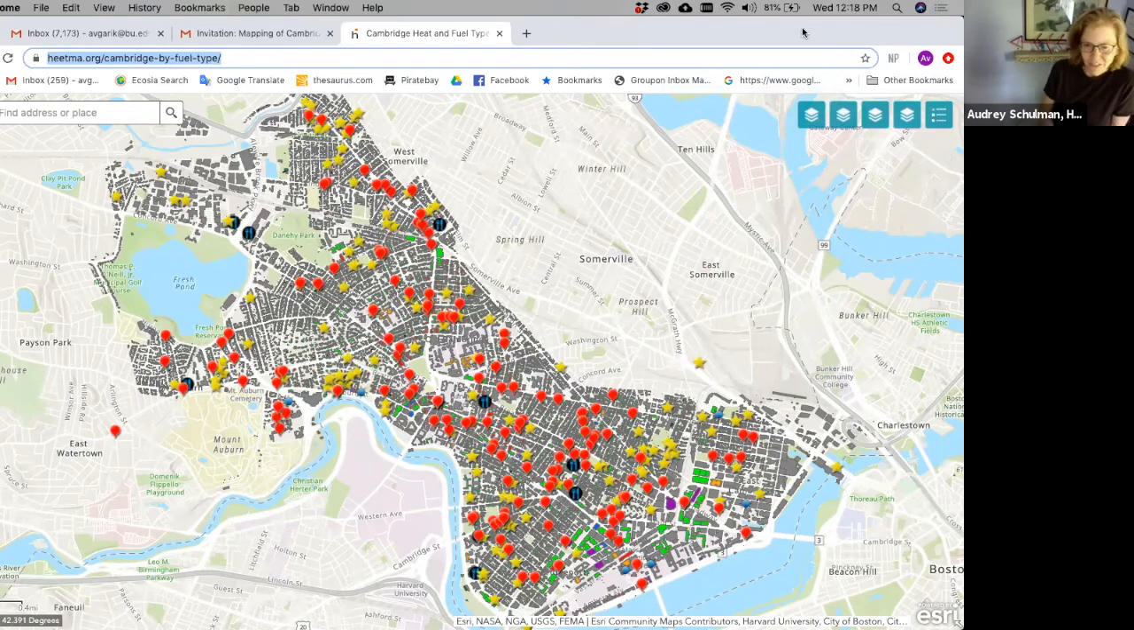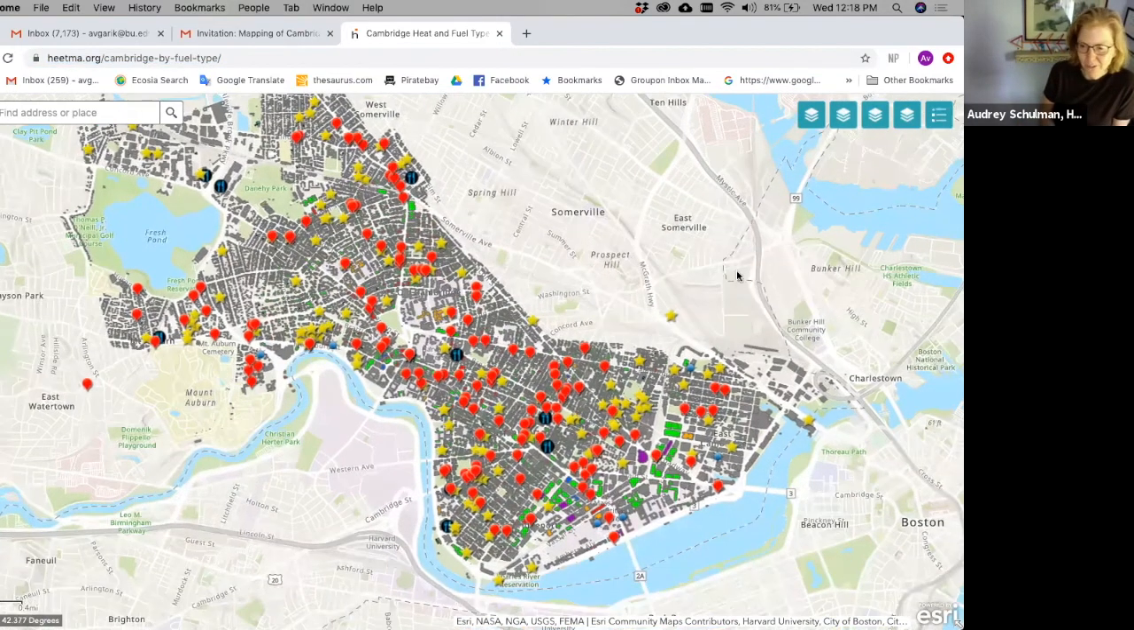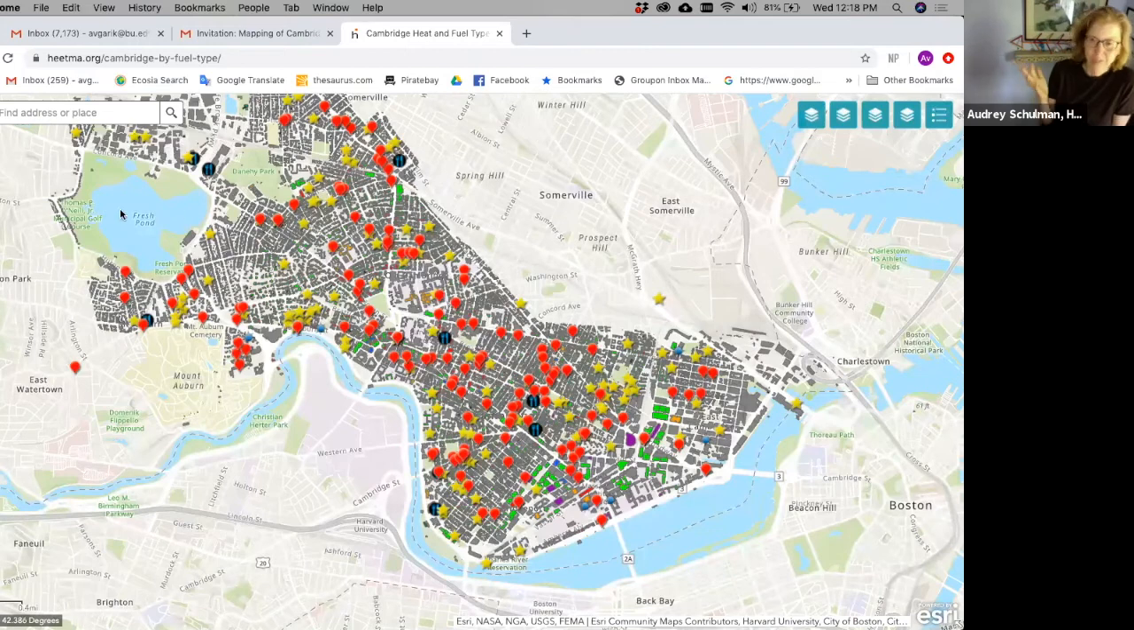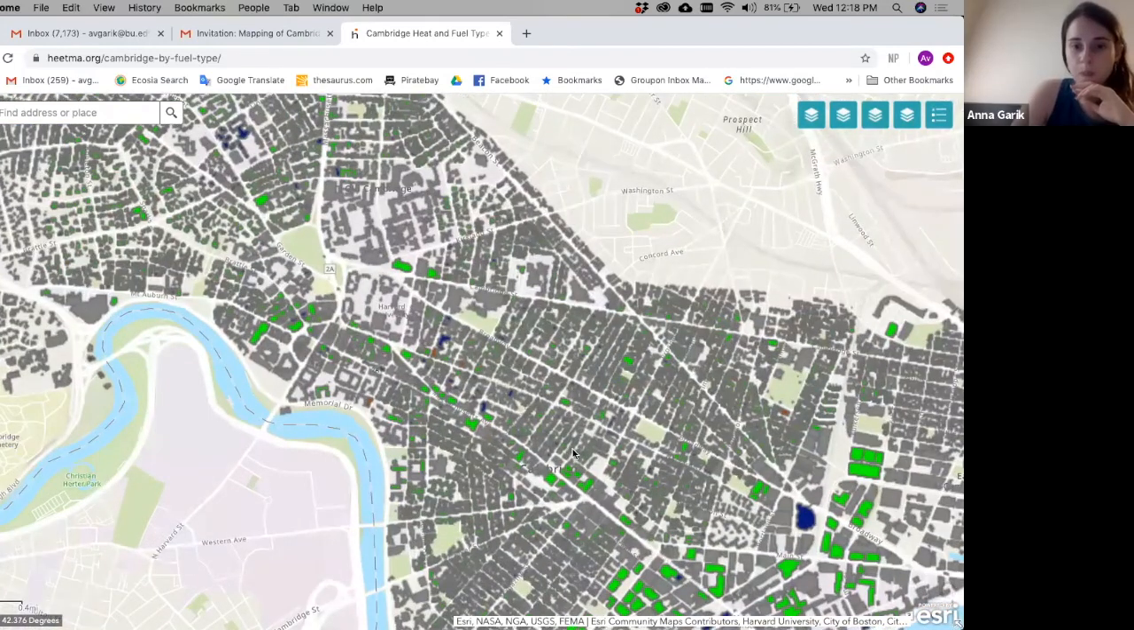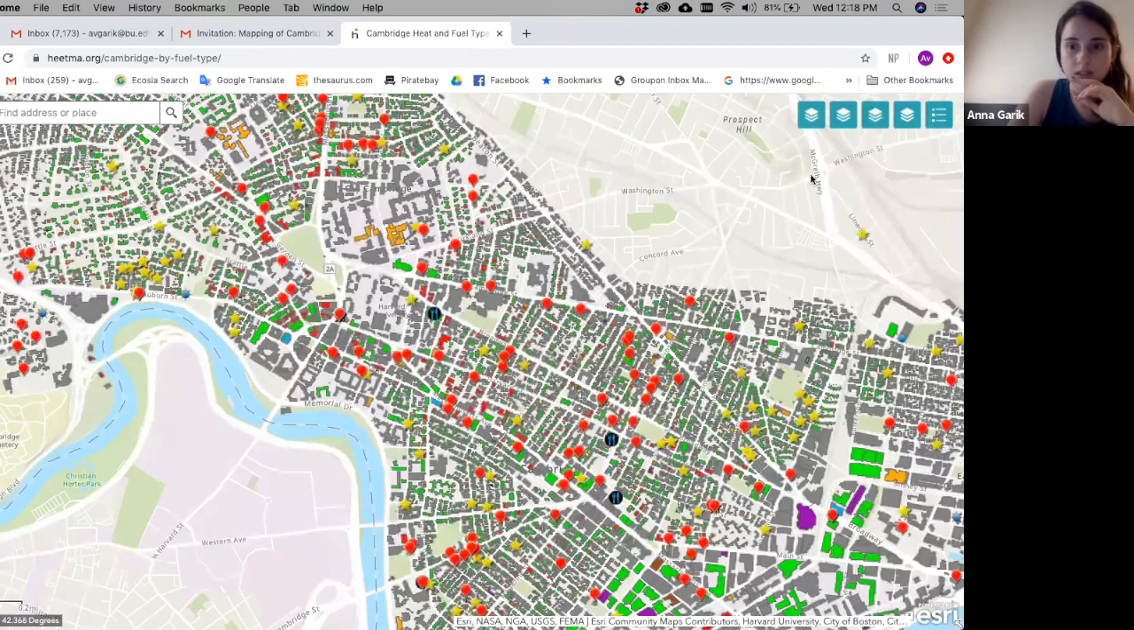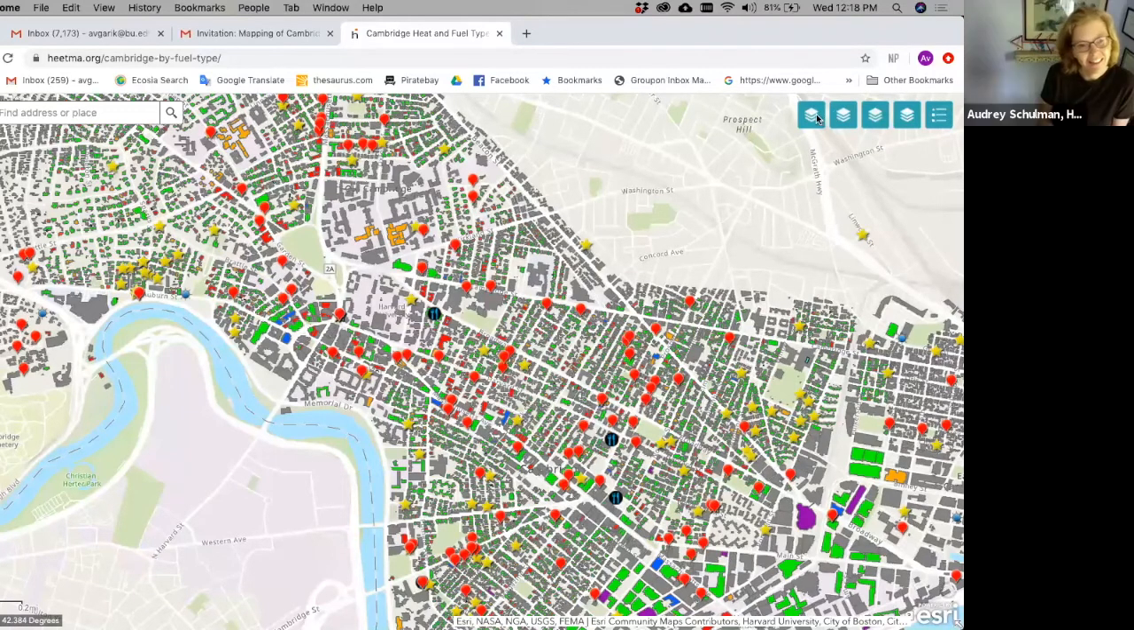And can you zoom into one area that you think might be interesting for any reason, a possible site? Yes. I think I'm going to uncheck a few things though. Okay.